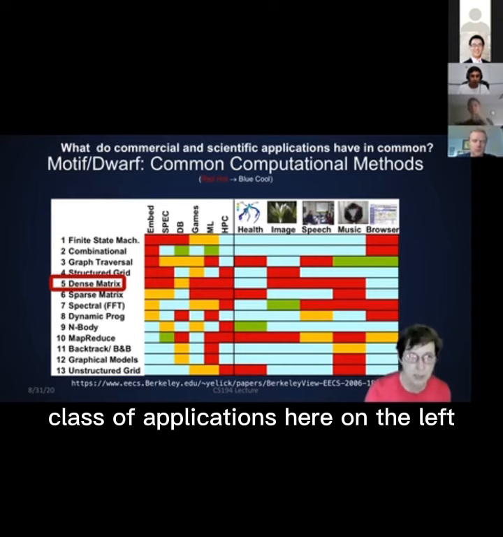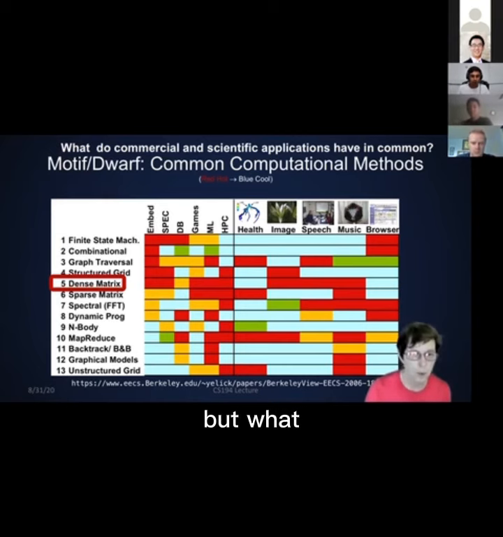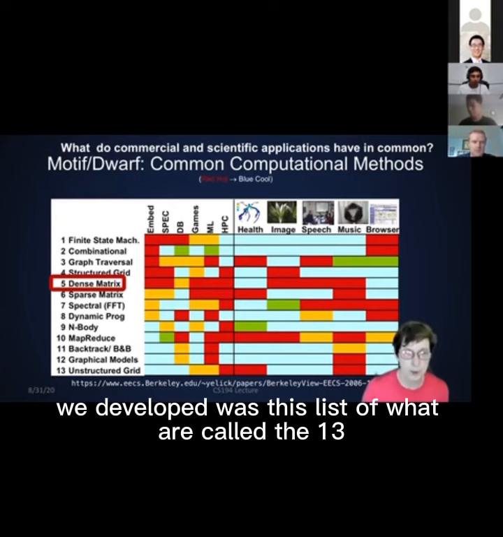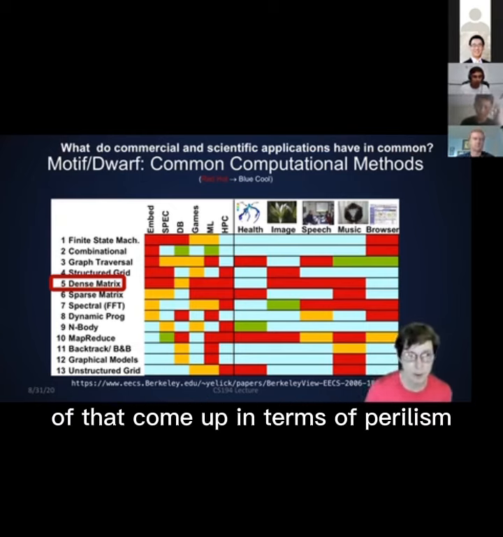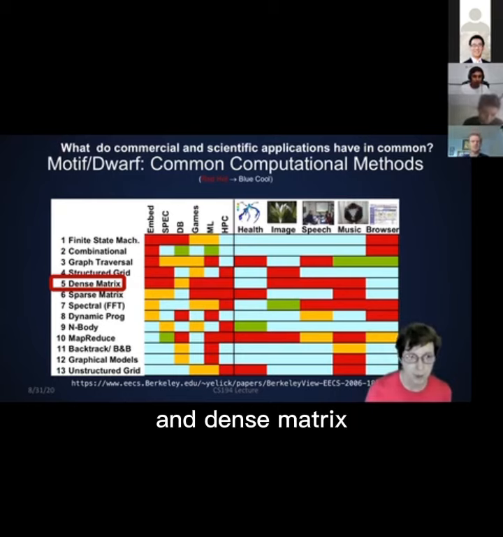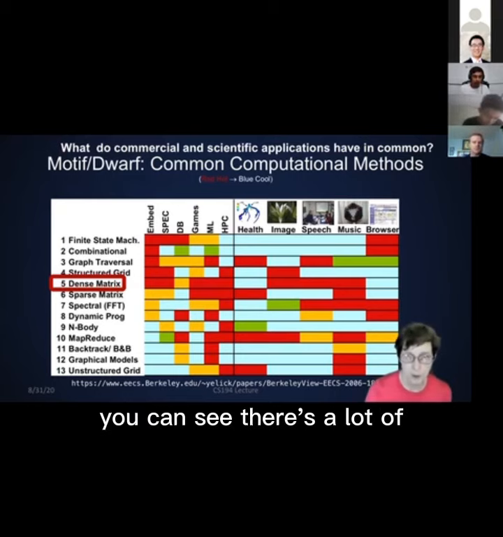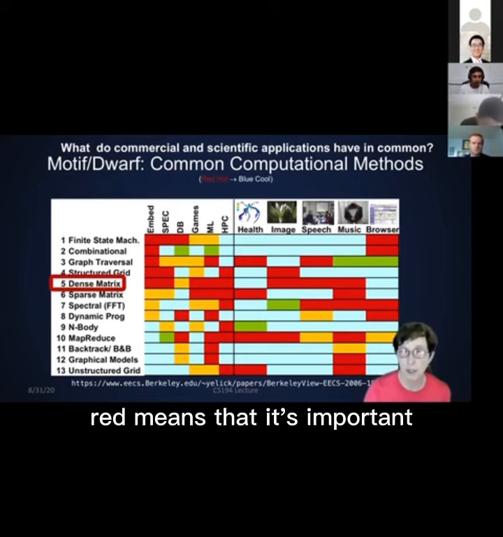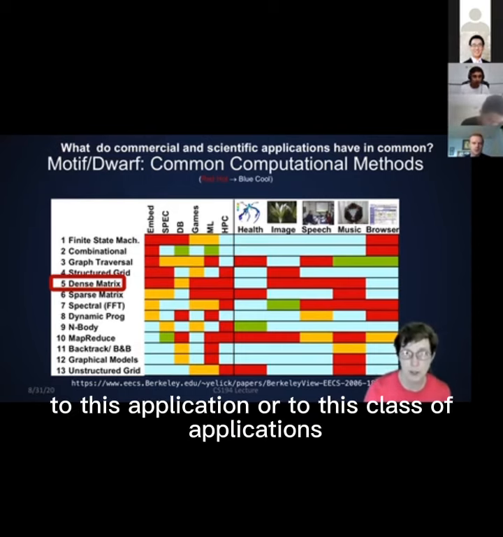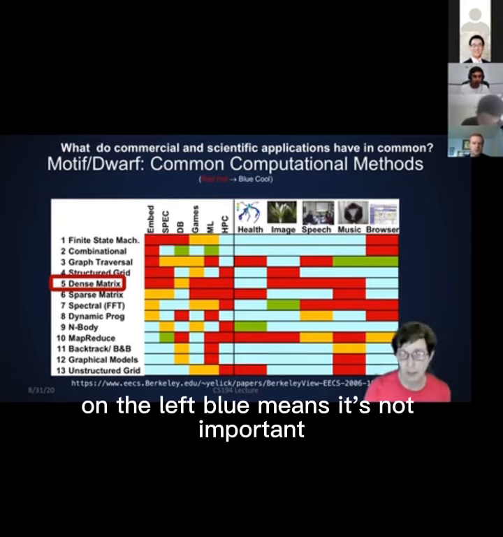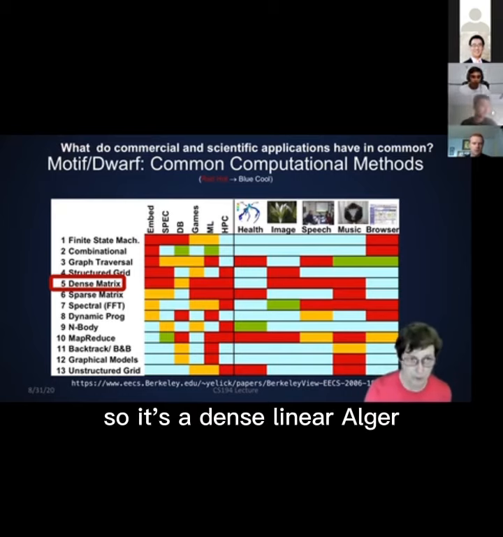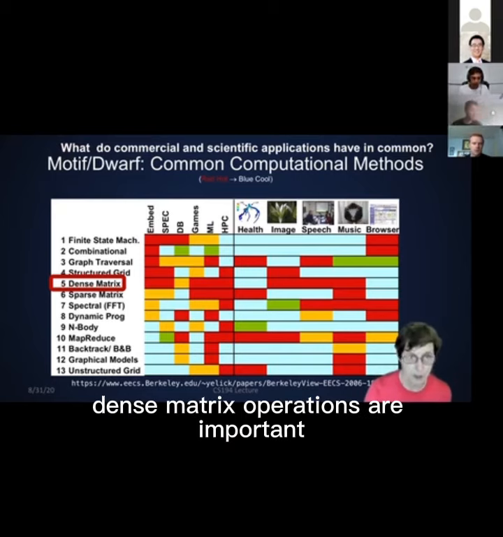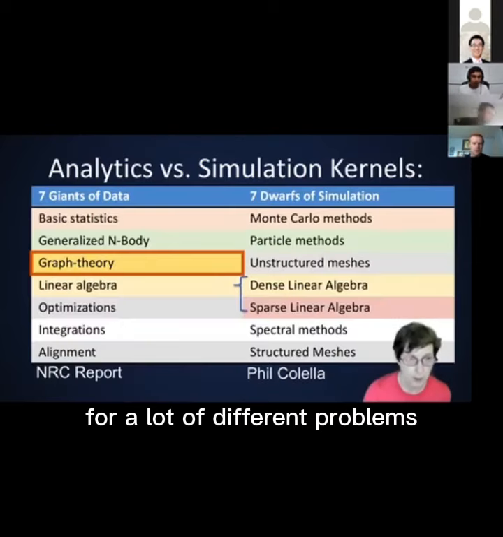So there's a whole class of applications here on the left, but what we developed was this list of what are called the 13 motifs or patterns, if you will, that come up in terms of parallelism, and dense matrix operations are here in the middle. You can see there's a lot of red, which means that this is important to this application or to this class of applications on the left. Blue means it's not important. Green and yellow are sort of somewhere in between. So dense linear algebra, dense matrix operations, are important for a lot of different problems.